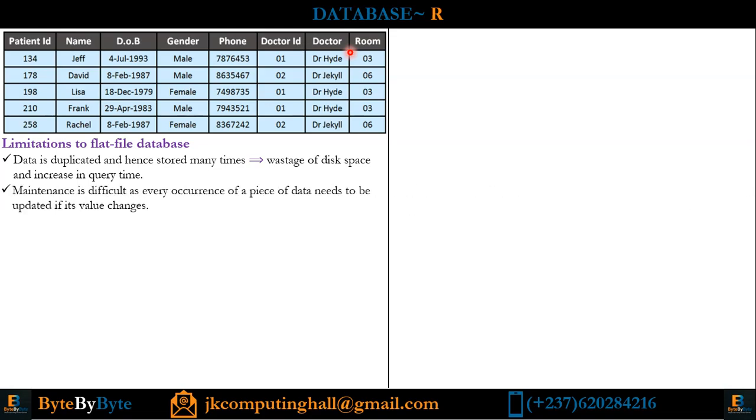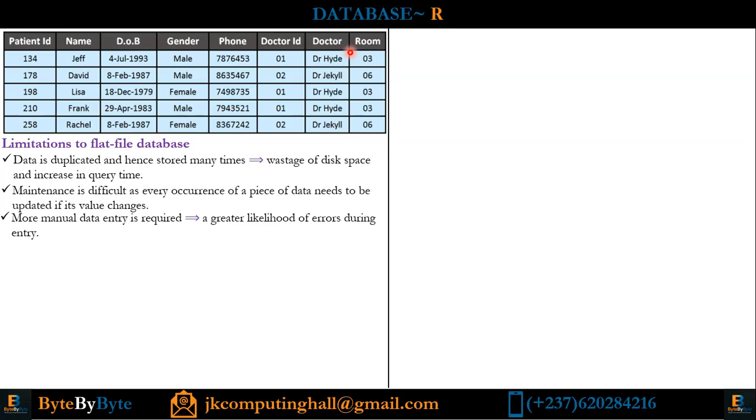Another limitation is that maintenance is difficult as every occurrence of a piece of data needs to be updated. What do you mean by that? If, for example, Dr. Hyde appears 3 times, let me say it appears 100 times in a table, and we need to change the ID, for example, from 01 to 05, it means that we need to change it 100 times, for each occurrence in the table.